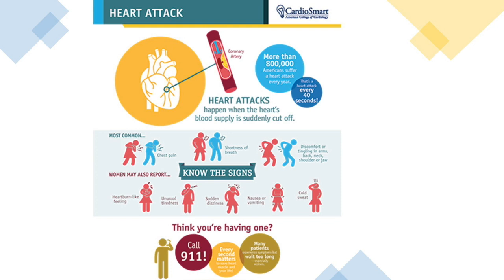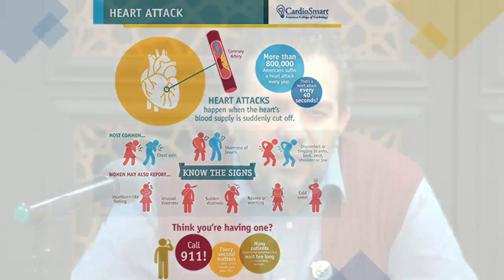Typical symptoms of a heart attack, the most common thing is chest pain. But for some people, that's not the main symptom. They might have shortness of breath, sometimes discomfort in the back, in the jaws, in the arms. Heartburn-like symptoms, sometimes dizziness, nausea, vomiting. So sometimes the heart attack does not present with the typical severe chest pain that we all know about. So the message here: if you're suspecting you're having a heart attack, then you need to get to the hospital as soon as possible. Typically, that's by calling 911.